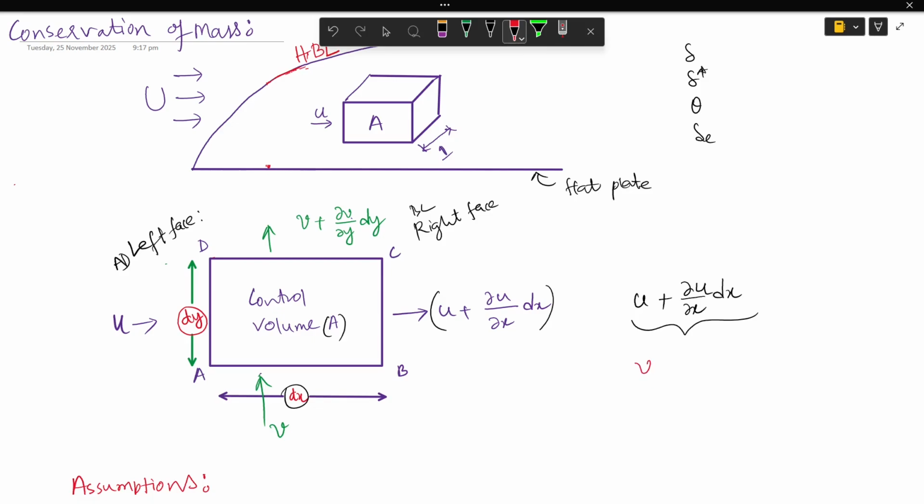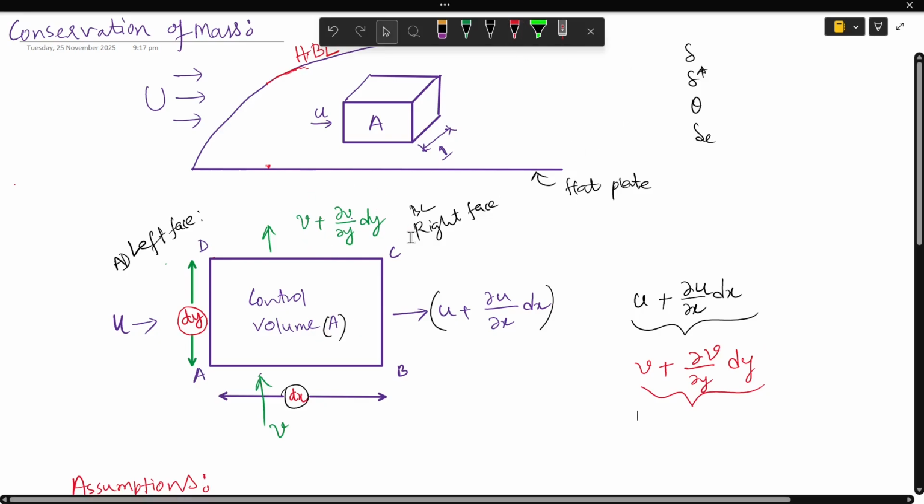See, at first it was v at the bottom face, then it has faced some changes with respect to this distance dy. Who has been changed? This small v, so dv/dy. This is the way you write this part which has been changed a little bit. So well, now let's get going.